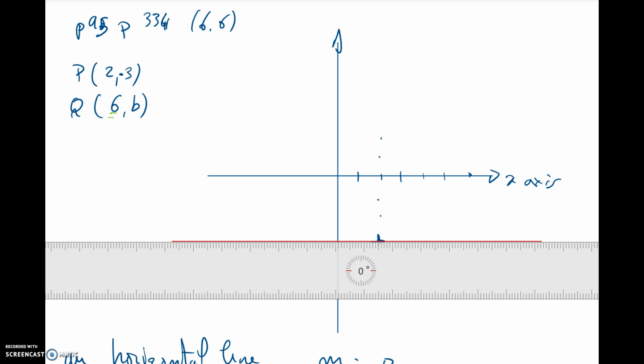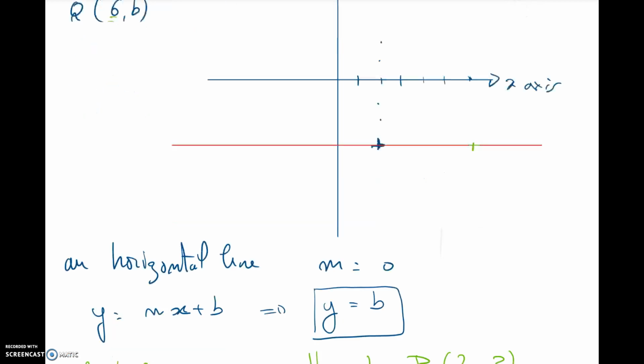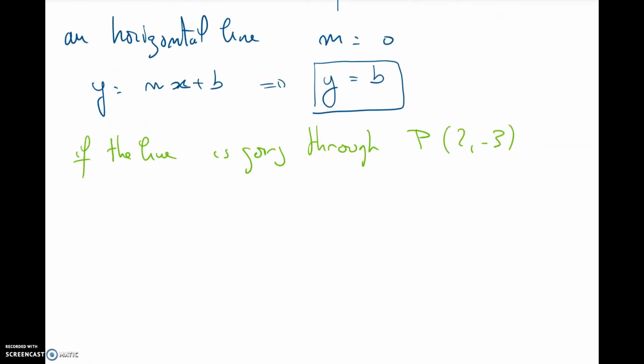Are we okay? All right, well, you got it. Thanks. You're welcome. So I'm just going to write right here, y equals -3.